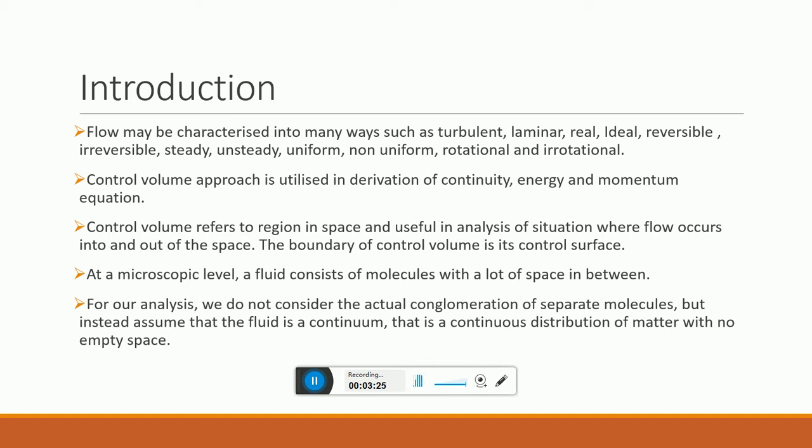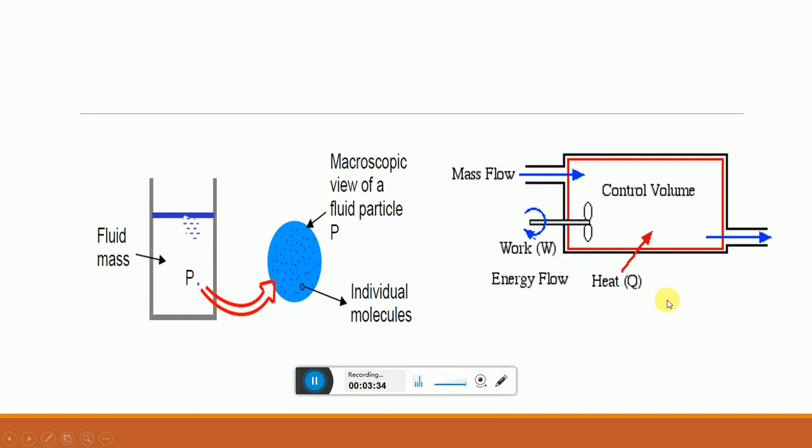The control volume approach is utilized in the derivation of the continuity, energy, and momentum equations. Control volume means we define a volume. On this defined volume, we look at the mass of flow that enters inside and the flow that exits through the surface, which is called the control surface. Within this region, whatever fluid gets in and gets out, we study the fluid characteristics. That's why we call it a control volume. So we've been following the Eulerian method.